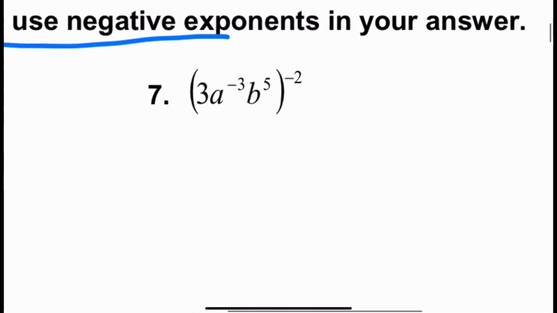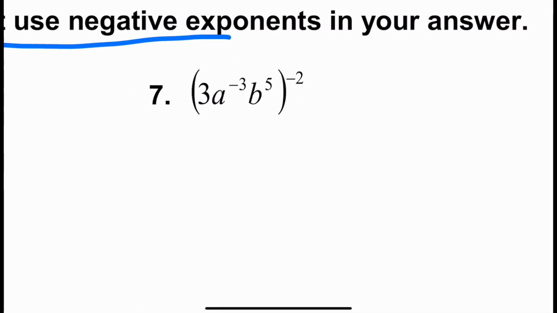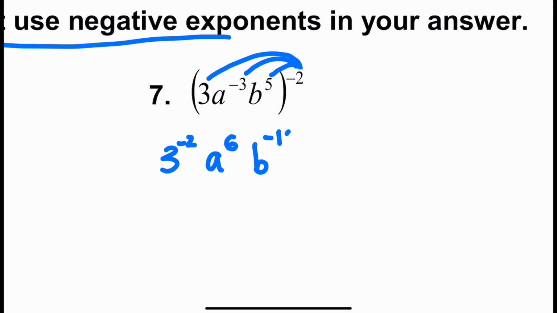So first thing we're going to do, we're multiplying exponents. That -2 is going to go here, here, and here. We're kind of distributing it through. So 3 to the -2. A, -3 times -2 is a +6. B, 5 times -2 is a -10.